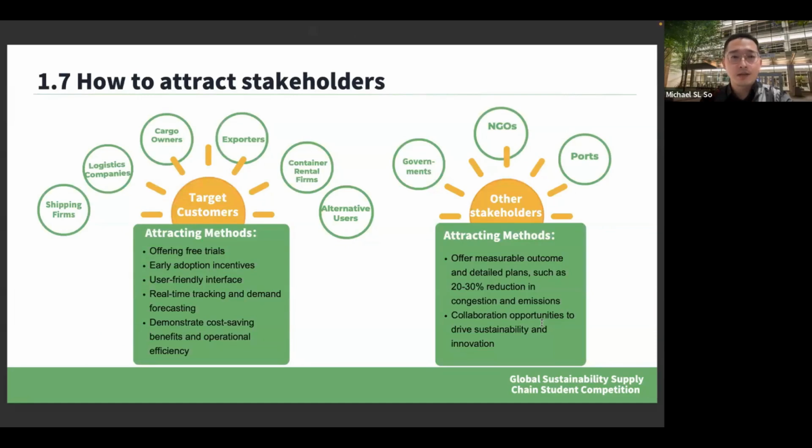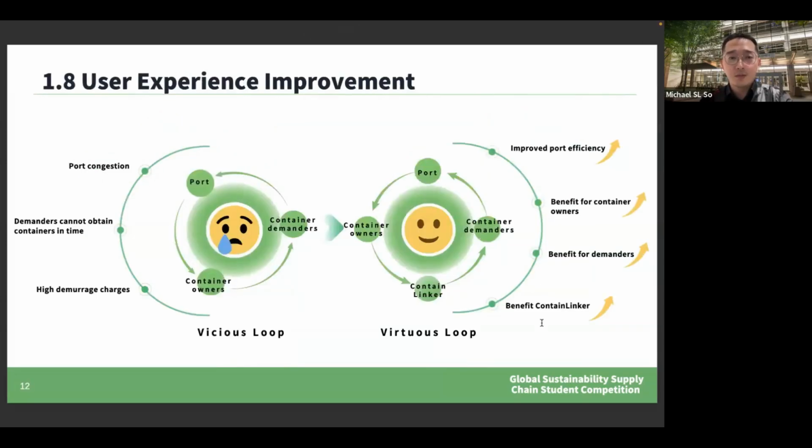There are 2 categories of stakeholders. One is target customers, such as shipping firms, cargo owners, rental firms, etc. We plan to attract them by providing benefits such as free trials, early adoption incentives, etc. For other stakeholders such as government and port operators, we offer measurable outcomes and detailed plans. We also highlight the opportunity to drive sustainability and innovation. With this improvement, we expect our platform to provide a better user experience, such as timely access to containers, reducing port-related charges or penalties, and optimizing port efficiency.